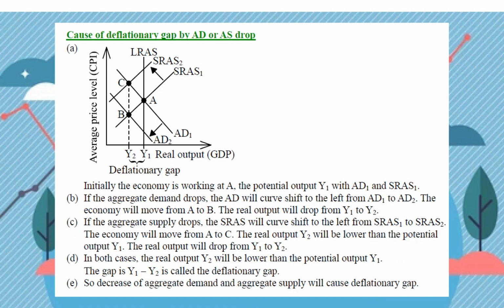Okay, how can it be? Because maybe before, at the equilibrium, the three curves LRAS, SRAS, and AD are on the same point A. They all agree, and the potential output is the real output. But suddenly SRAS decreases or AD decreases. So the equilibrium will shift from A to B or from A to C. So in the short run, they might be different. Later on, we'll talk about the autonomous adjustment, how it pulls back to A. So both of them may cause a deflationary gap by the drops of SRAS or AD.